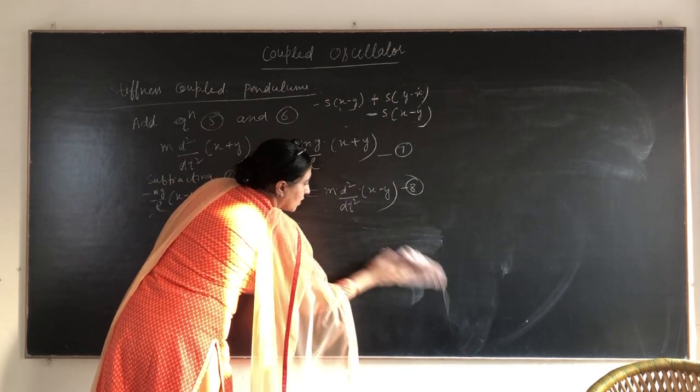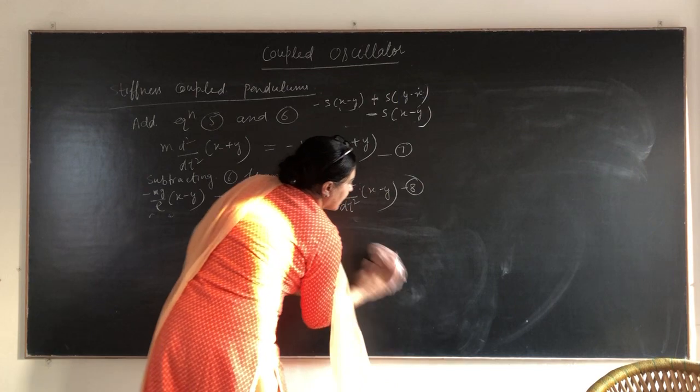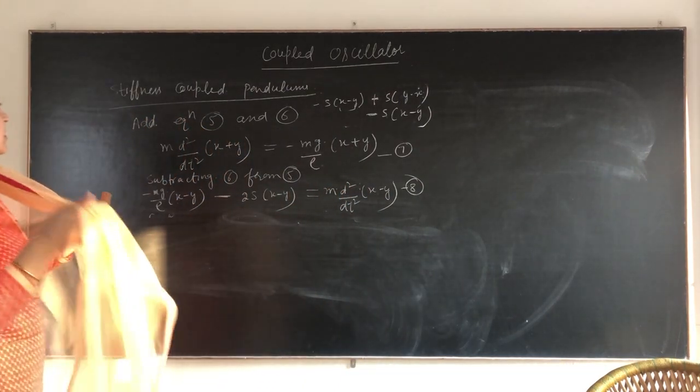So we now make them simple. How can we make them simple?